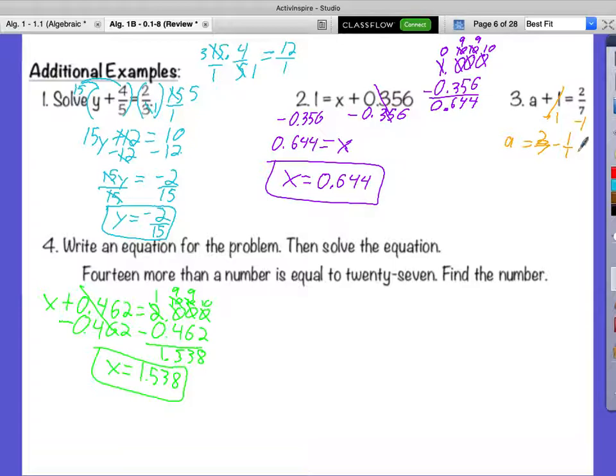7. So we multiply the bottom by 7. Now if we multiply the bottom by 7, we have to multiply the top by 7.